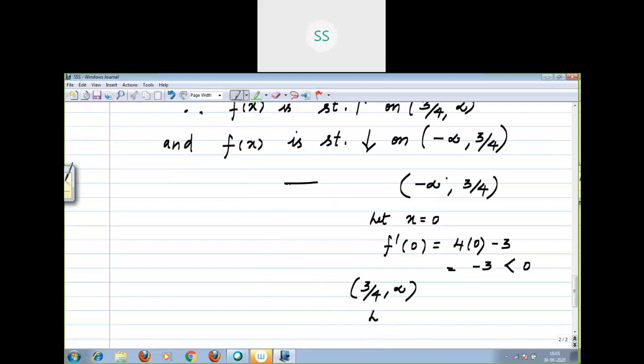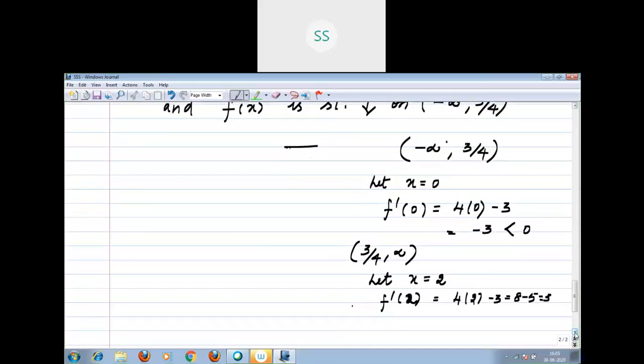From the interval, you can assign any value. Whatever value you want, you should take. Suppose x is equal to 2. Then you have to substitute in the derivative, not in the function. f dash of 2 is equal to 4 into 2 minus 3, which is equal to 8 minus 5, that is 3. Then it is a positive number. So f dash of 2 is equal to 3, that is greater than 0.